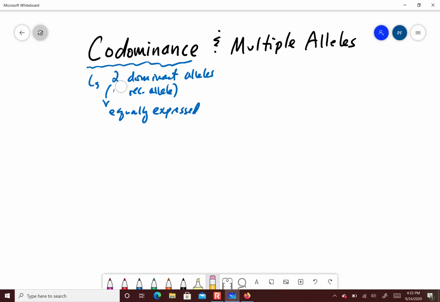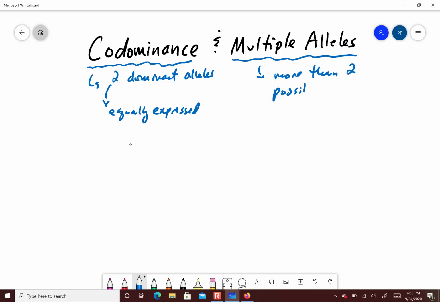And I'm getting rid of my one recessive allele comment here because I don't want you to think that the recessive allele is included in that. Recessive is always recessive. So the two dominant alleles are equally expressed. That's codominance. And then multiple alleles is just telling us that we have more than two possible alleles. So in this case we have three because we've got two dominants and a recessive. So we would have three kinds of alleles.